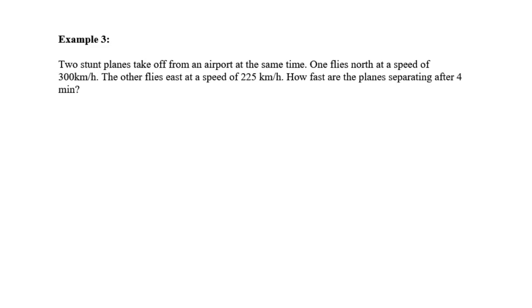In example 3, we've got two stunt planes that take off from an airport at the same time. One flies north at a speed of 300 kilometers per hour, and the other flies east at a speed of 225 kilometers per hour. How fast are the planes separating after 4 minutes?